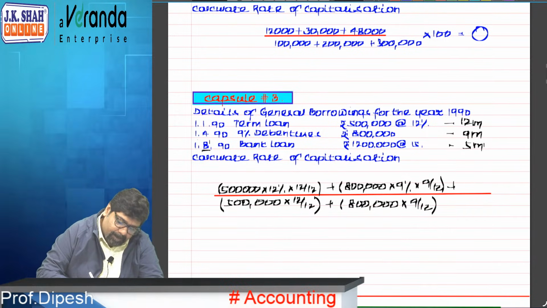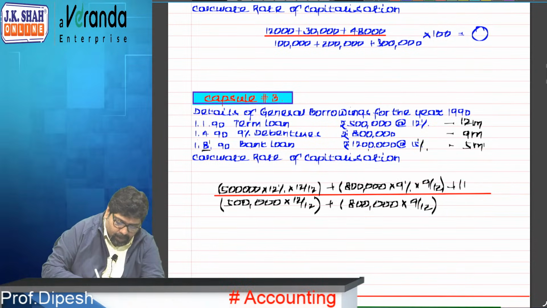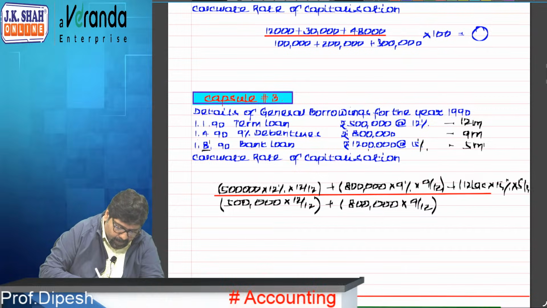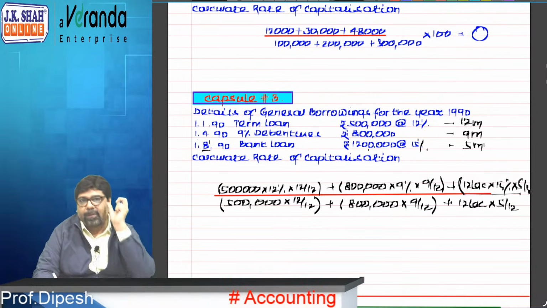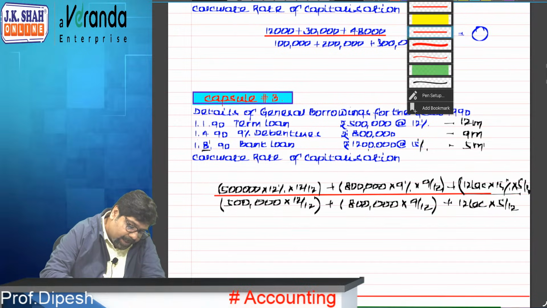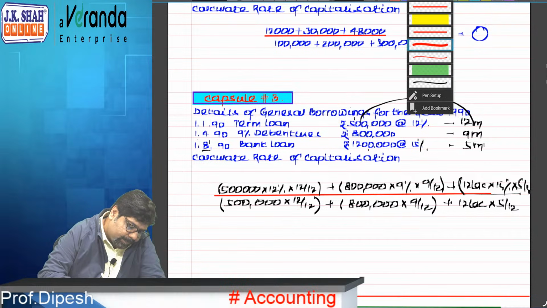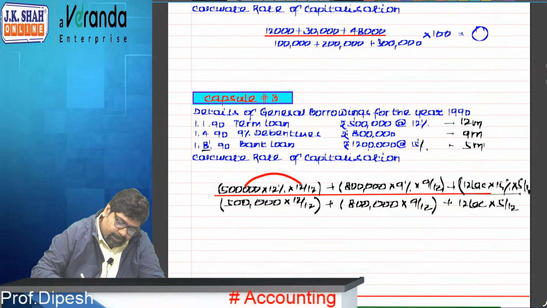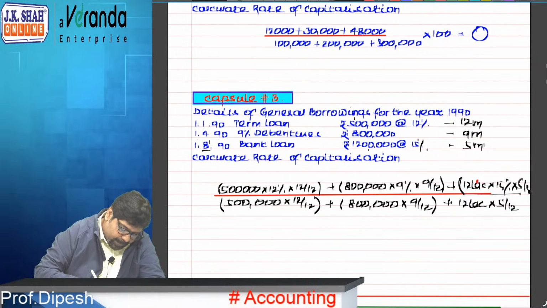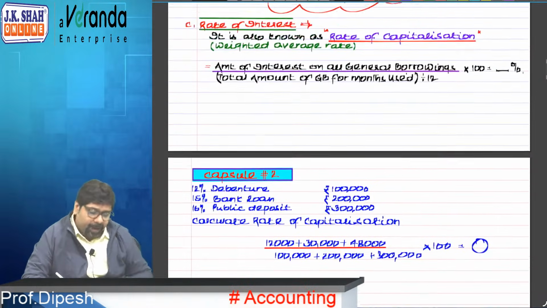Plus 12 lakh into 15%. But for how many months? 5 months. So 12 lakhs into 15% into 5 by 12. This is how you calculate the weighted average. Again I repeat, this 5 lakhs for 12 months, this 8 lakhs for 9 months interest, and this 12 lakhs for 5 months interest. Correct? Now you read the formula.